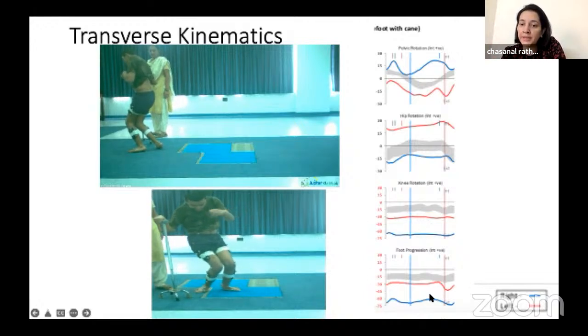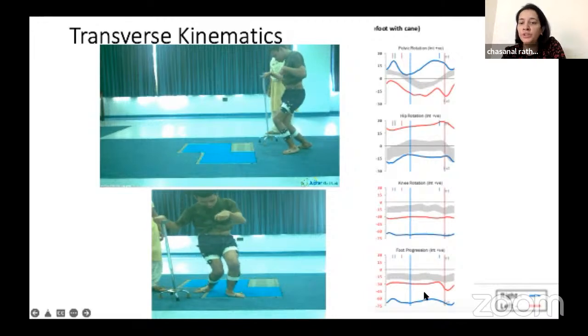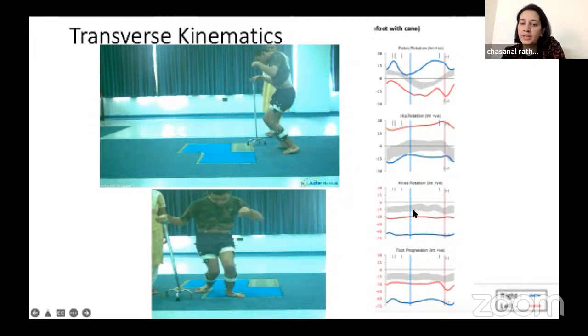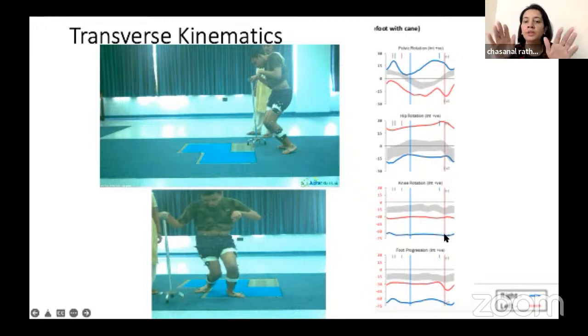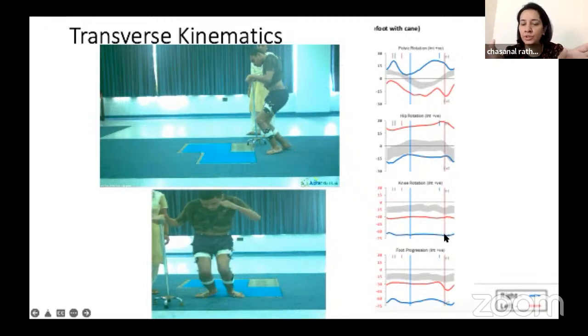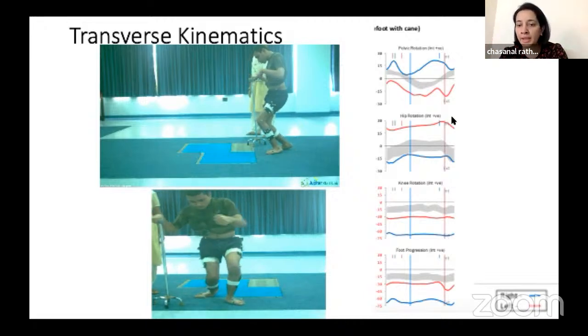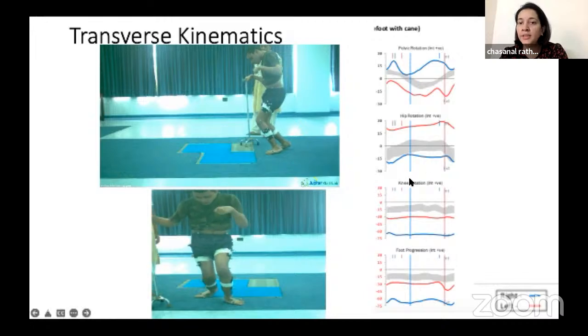And what's happening at the knee? So the tibia is following the foot. So the foot and tibia are following each other. So if the foot is outward, the tibial torsion is also external. And that's what is here. And now we look at the hip.